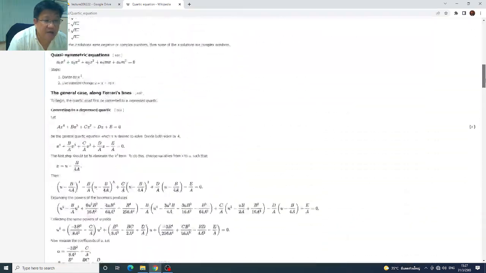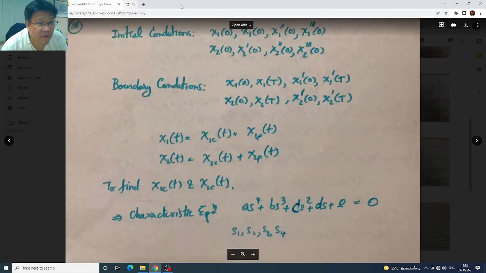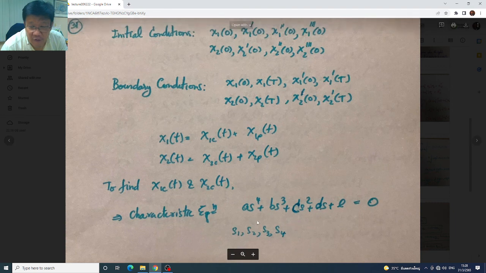But we're not going to pay much attention to this anymore. I just want to show you that to derive a general formula, the buck stops here. You can't go any further than the fourth order. So based on this information, we can derive a general formula to find all four roots here.